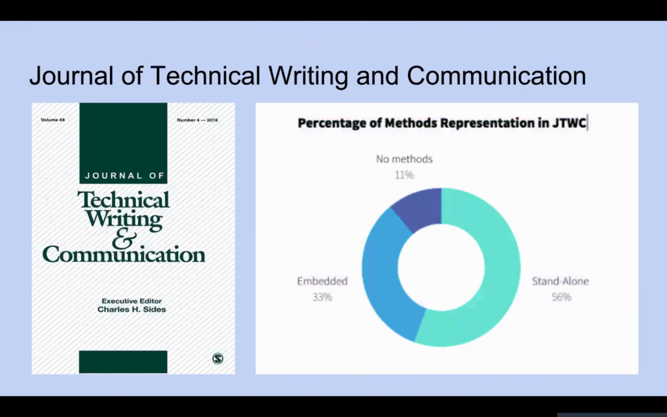So the first journal that we looked at, the Journal of Technical Writing and Communication, we found that only 11% of the articles did not include any mention of methods, and that of all of those that did mention their methods, 56% were standalone methods and 33% were embedded methods.